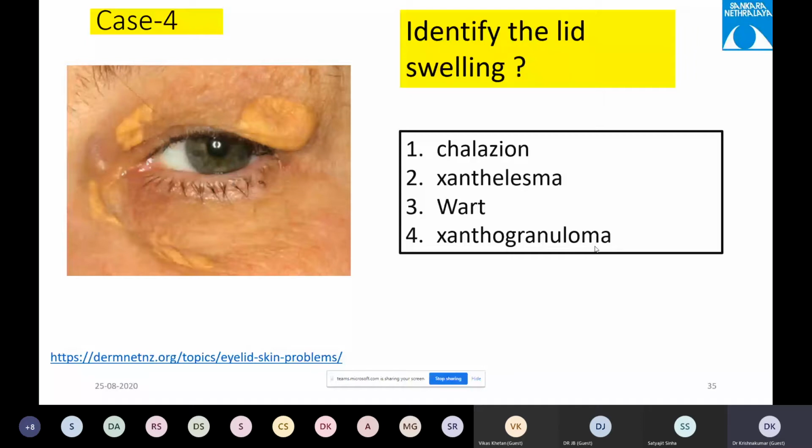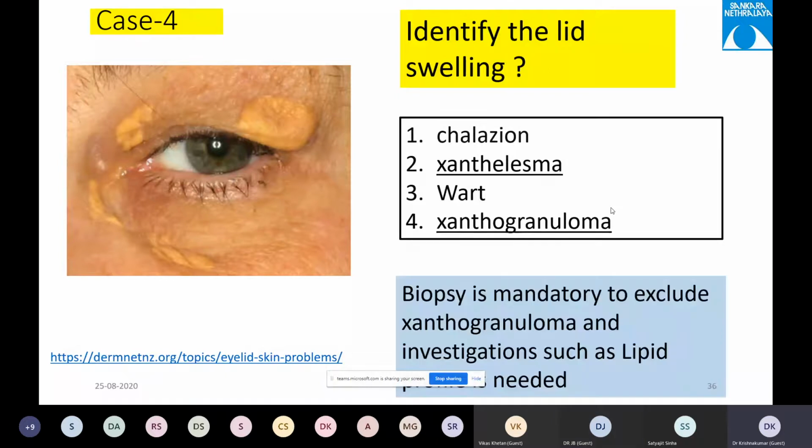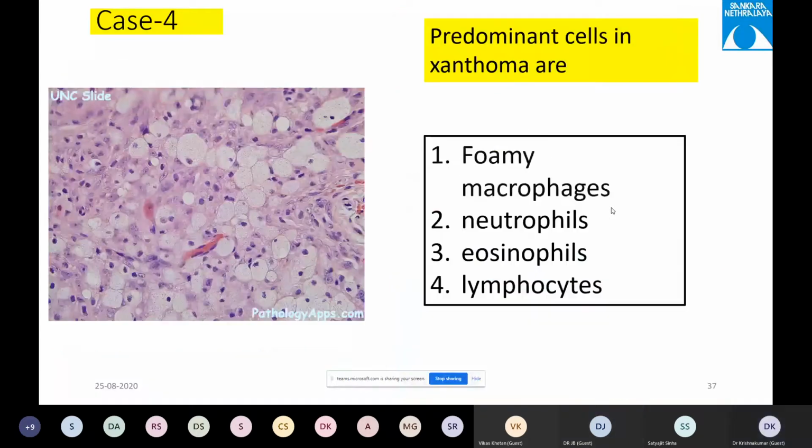Then what is this? Multiple yellowish flecks in the lid. Is it chalazion or xanthelasma? What about xanthogranuloma? The answer is both. Both xanthelasma and xanthogranuloma can have this pattern. Biopsy is mandatory and you must do a lipid profile, because xanthelasma, xanthomas and xanthogranulomas can all have this pattern and the treatment is slightly different for each of these.